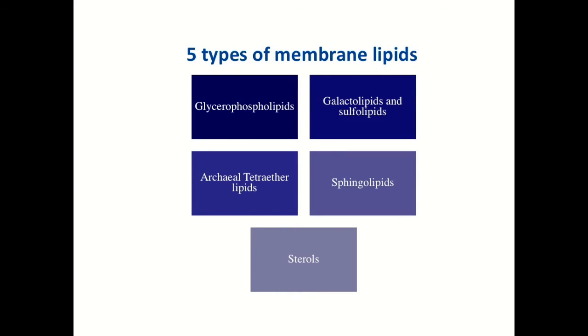So that describes storage lipids, but let's also talk about membrane lipids. There are 5 main types of membrane lipids: glycerophospholipids, galactolipids and sulfolipids, archaeal tetraether lipids, sphingolipids, and sterols.